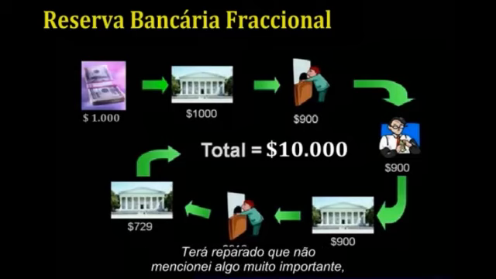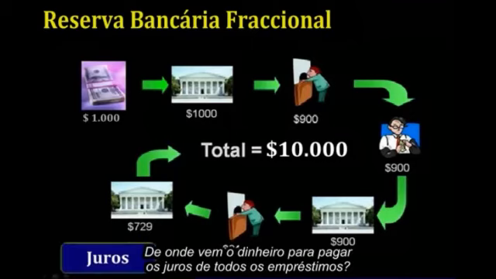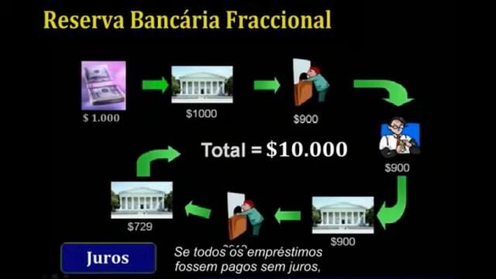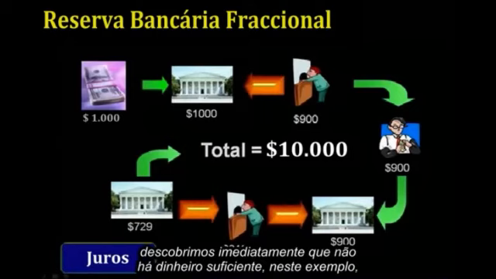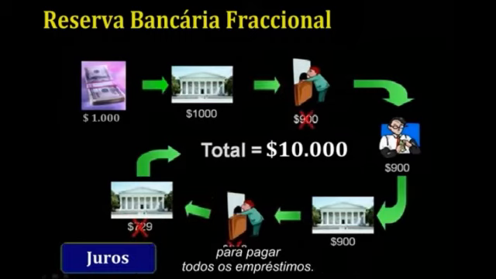You may have noticed that I left out something very important here, and that is interest. Where does the money come from to pay the interest on all the loans? If all the loans are paid back without interest, we can undo this entire string of transactions in this example. But when we factor in interest, we'd suddenly discover that there isn't enough money here in this example to pay back all the loans.